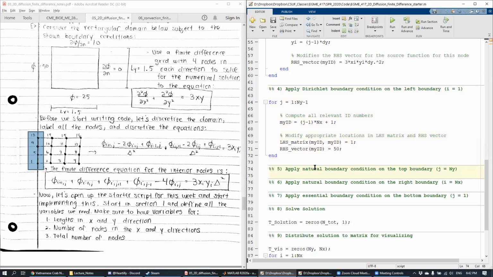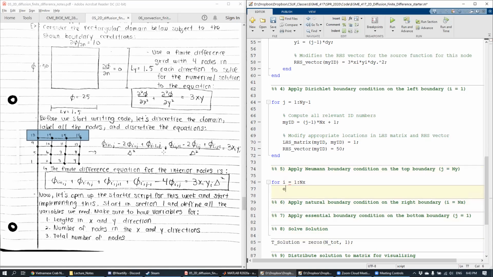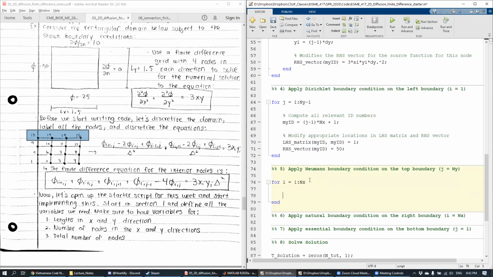Now let's go on to the next section, which is the Neumann boundary condition on the top. We're basically going to be looping over these nodes here. For this one, we're going to write our loop to have the same anatomy as before, but instead of j, we're going to loop over i, because everything on the top has the same j coordinate but different i's. So we're going to go from 1 to nx. And then same thing as before: we're going to compute the relevant ID numbers.